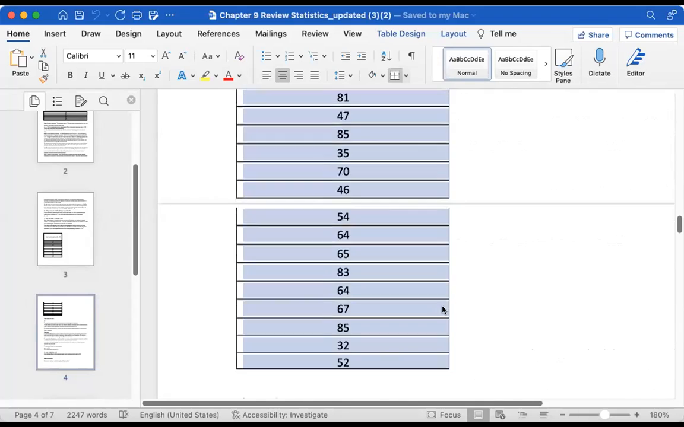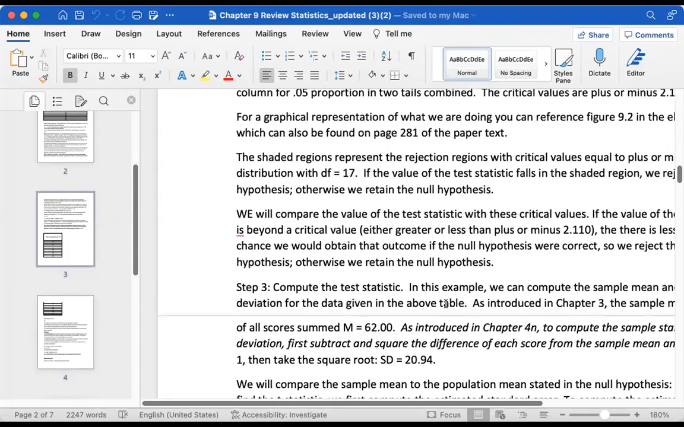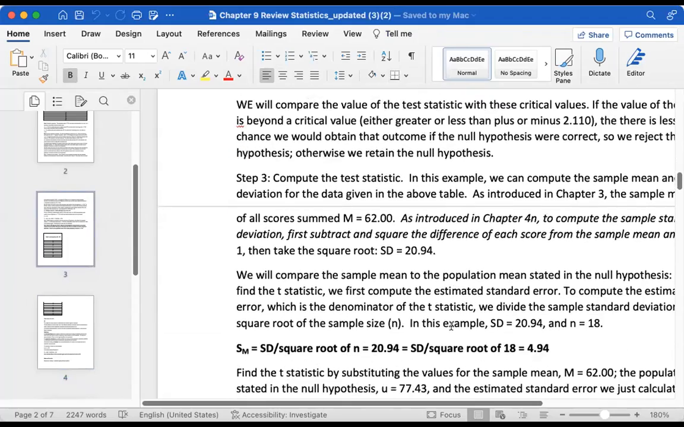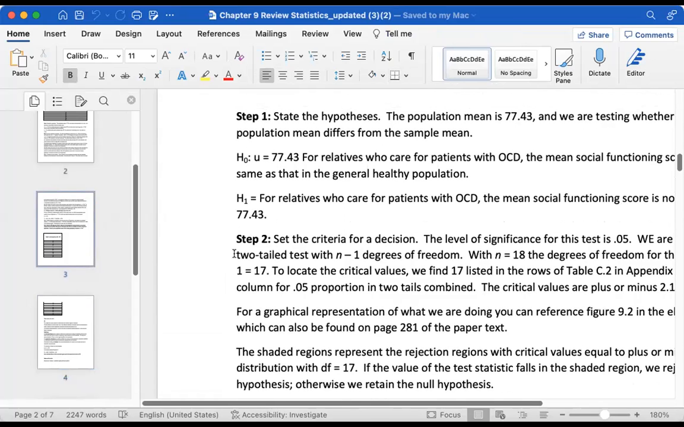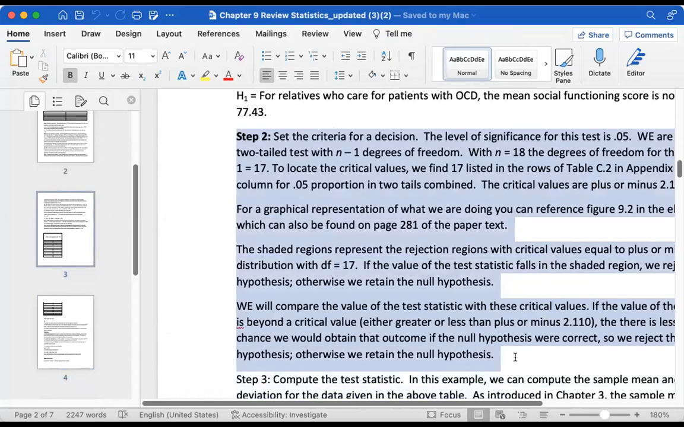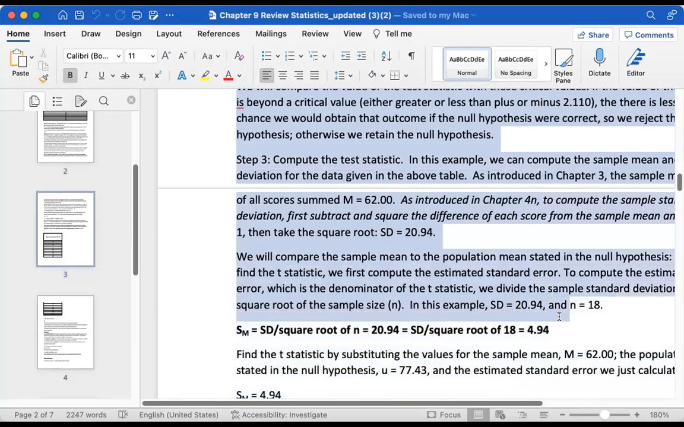All right, so step 3. Actually, can we check? I'm moving on. Sure. So here's step 1. So step 2 is set the criteria for decision. So if you go to under 0.05, you should have 2.093. How do you value of, the value to the greater or less than minus 2.0, right?